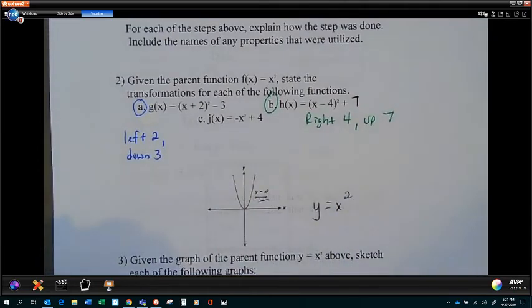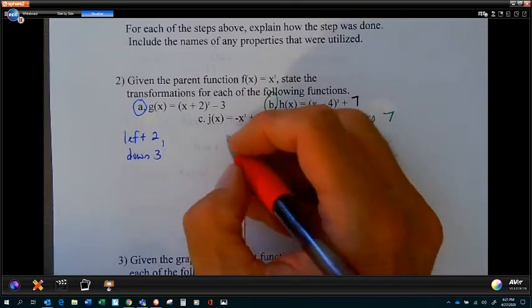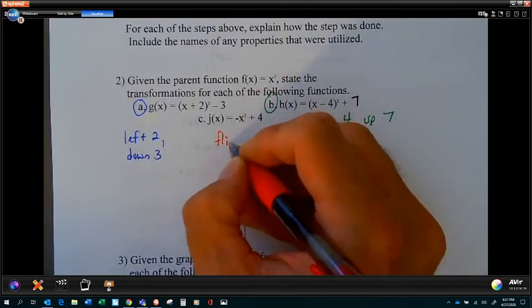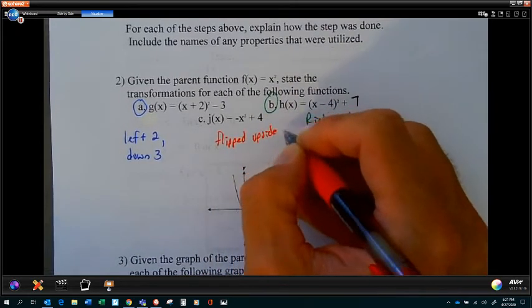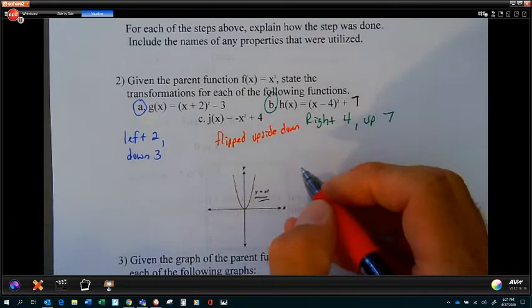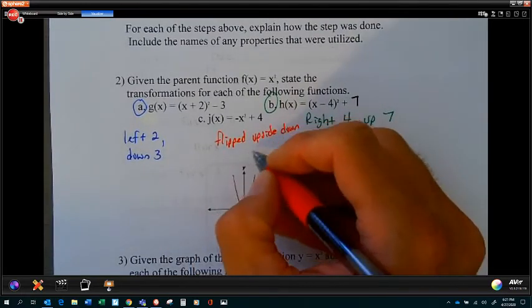And then our last one, if you could see, we have a negative a that's going to flip it upside down, so it's going to be flipped upside down. It's going to open downward, and we are also going to go up 4.